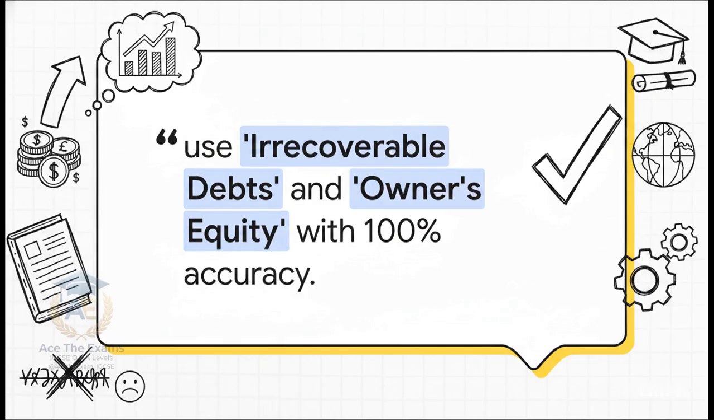You know, the language of accounting is always evolving, and honestly, so must you. For the syllabus 2028-2030 updates, Cambridge has fully transitioned to modern international terminology. So what's the bottom line for you? Absolute zero tolerance for outdated terms. None. You've got to use irrecoverable debts instead of bad debts. You have to use owner's equity instead of capital. And I mean with 100% accuracy.